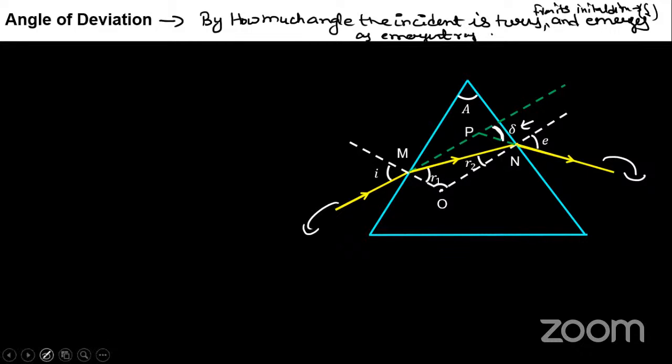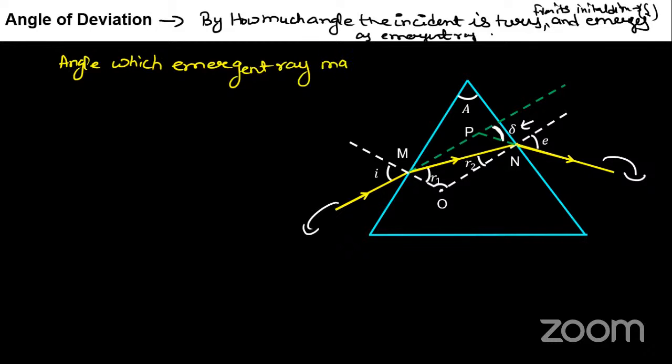Or you can say like this, students: the angle which the emergent ray makes with the incident ray direction. That is angle delta. Now let us see the mathematics.